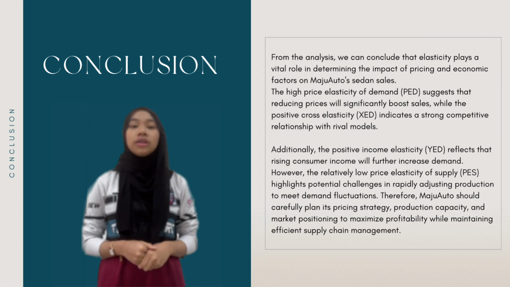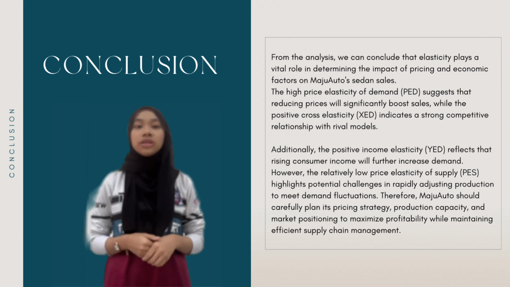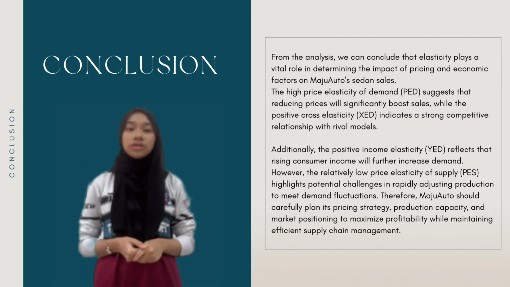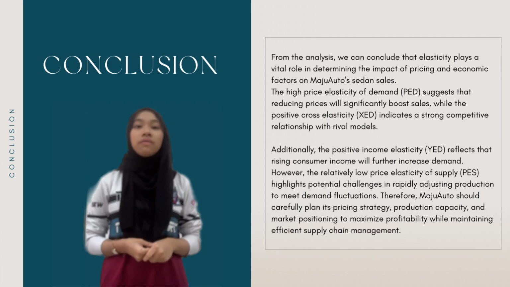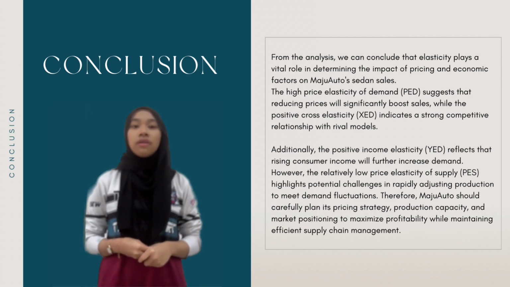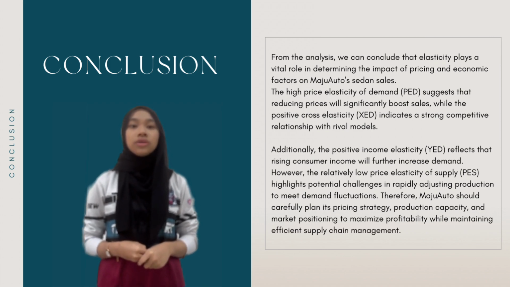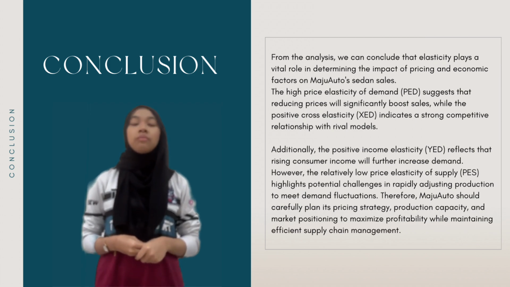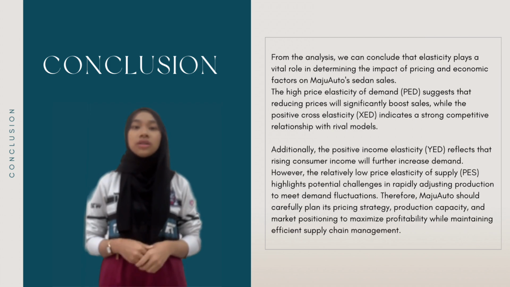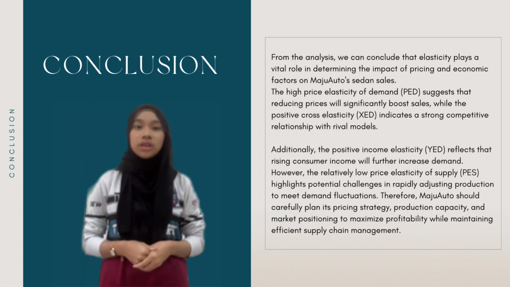However, the relatively low price elasticity of supply (PES) highlights potential challenges in rapidly adjusting production to meet demand fluctuations. Therefore, Maju Auto should carefully plan its pricing strategy, production capacity, and market positioning to maximize profit while maintaining efficient supply chain management.